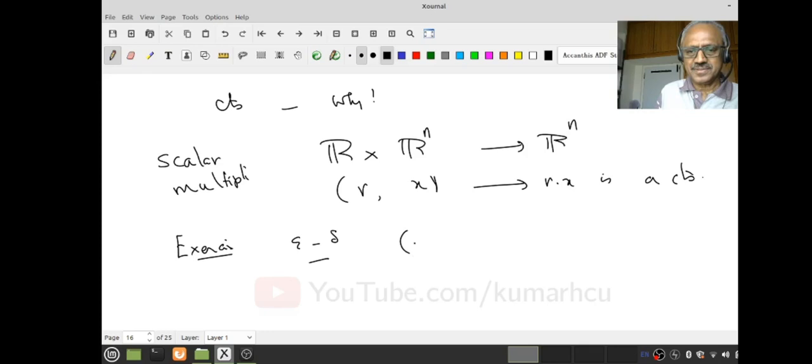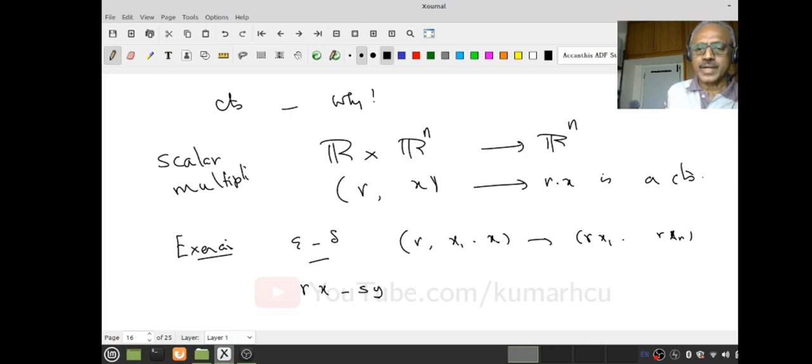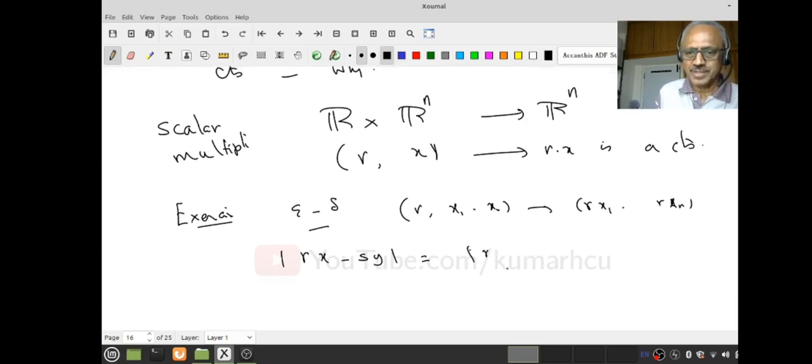Yeah, this is going to be R x1, ..., xn going to R x1, ..., R xn. Okay, this is continuous. This is therefore Rx minus Sy. If they are close is what I want to know. This is Rx. This is exactly the convergence of product sequences. Same argument.